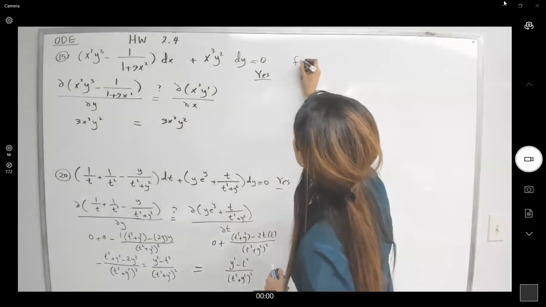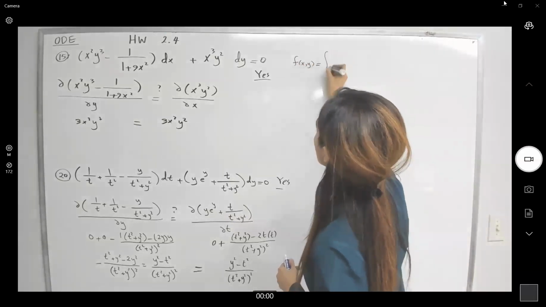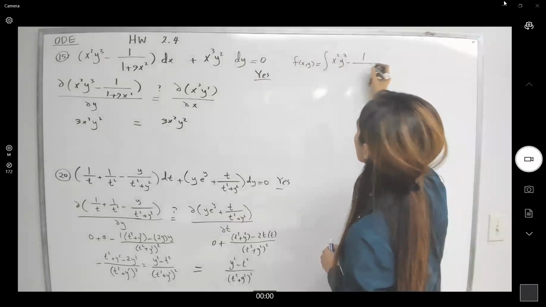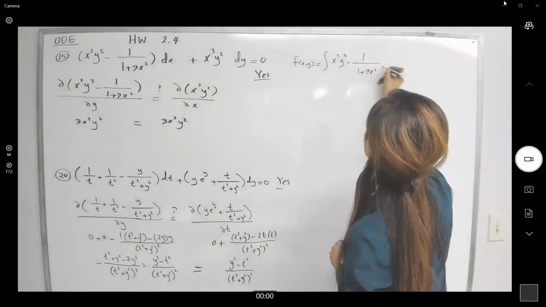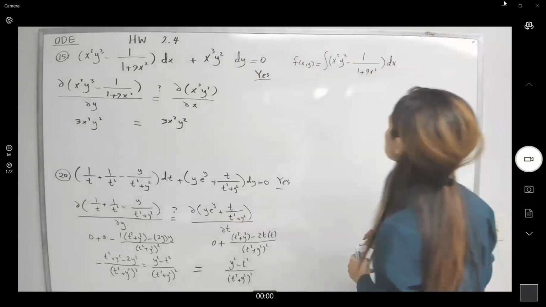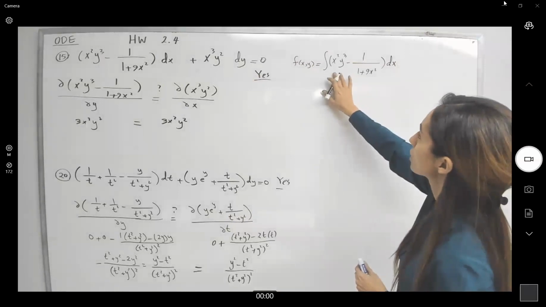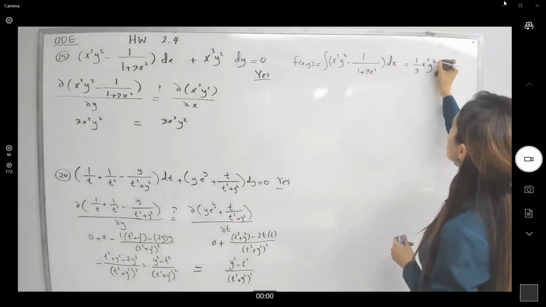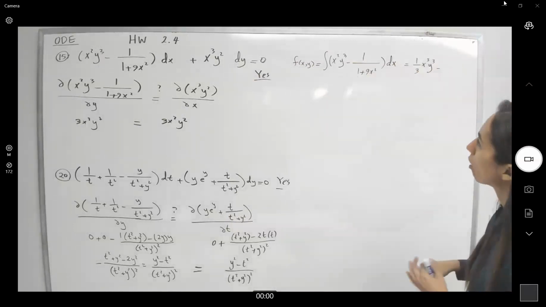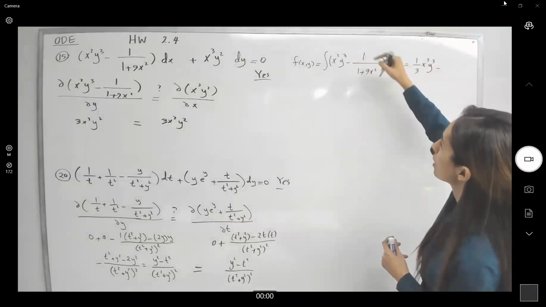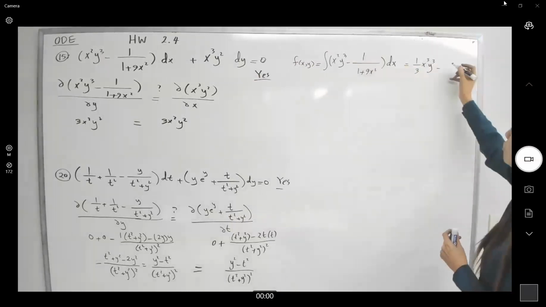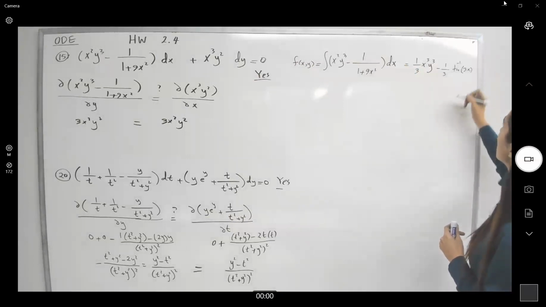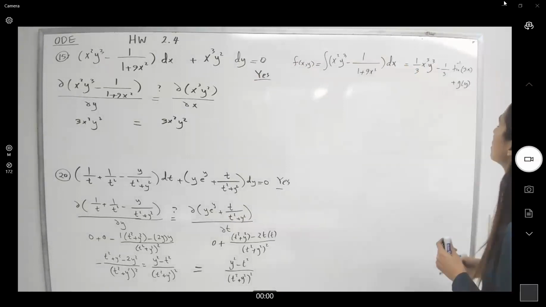The solution for the first differential equation, f of x and y, is the integral of x squared y cubed minus 1 divided by 1 plus 9x squared, with respect to x. So the integral of x squared y cubed becomes a third x cubed y cubed, and here you're dealing with the arc tangent. You need to have 3 on the numerator, so it becomes a third inverse tangent of 3x plus a function in y.